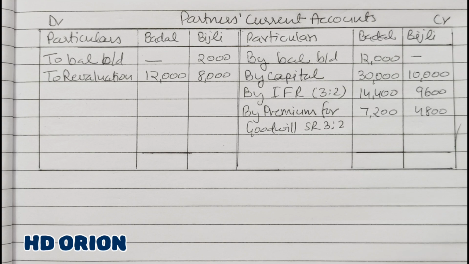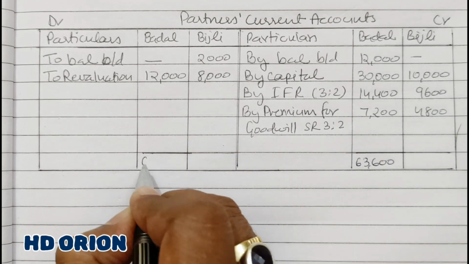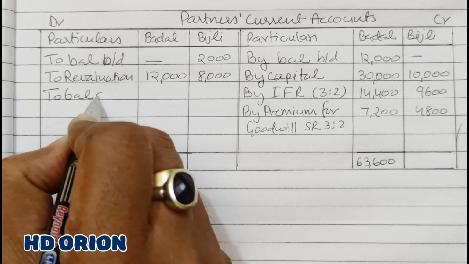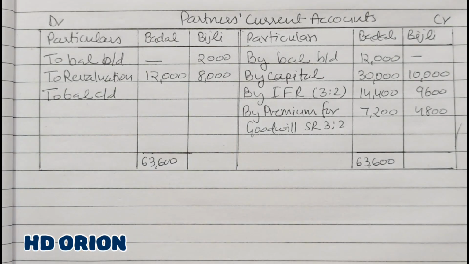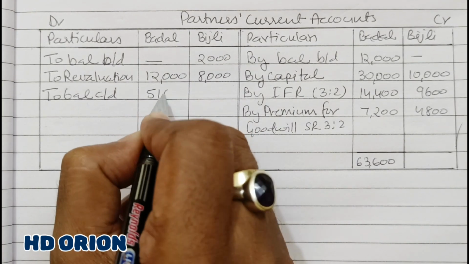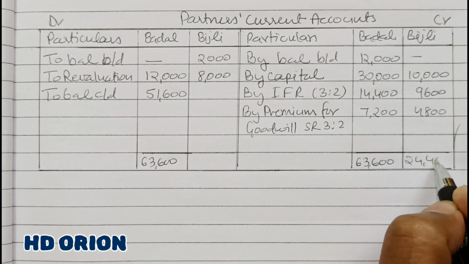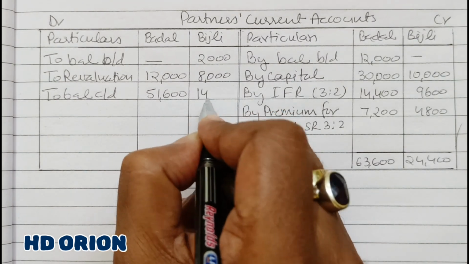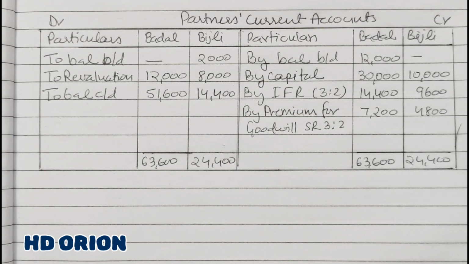Now we will close it. Here the grand total is rupees 63,600. To make it 63,600, the closing balance of current account is, how much? It is rupees 51,600. And here the grand total is 24,400, and the balancing figure here is rupees 14,400. So this way the partners' current account is also ready.